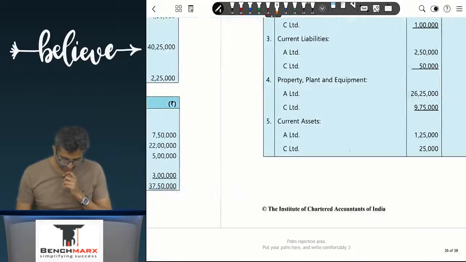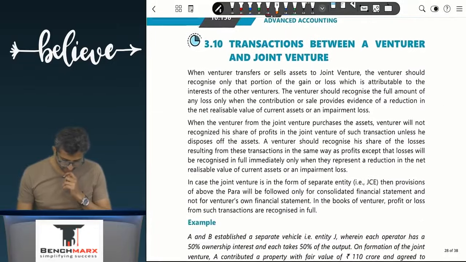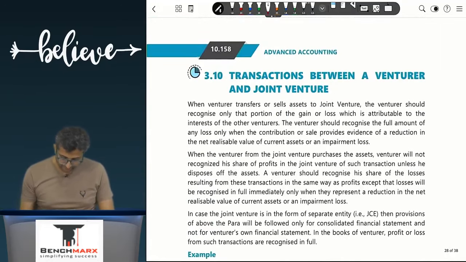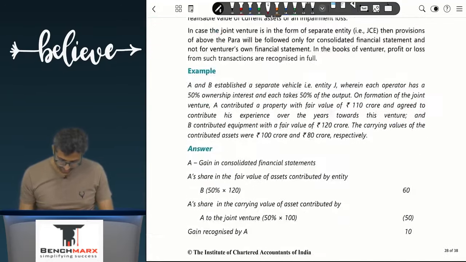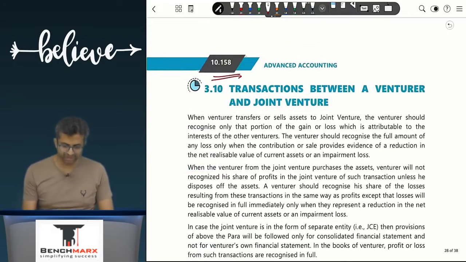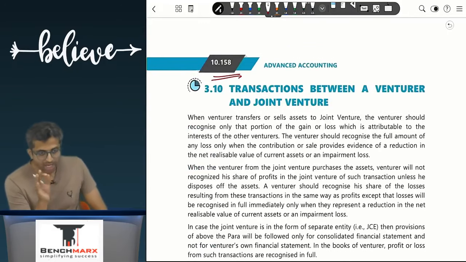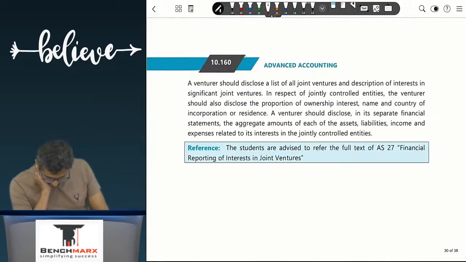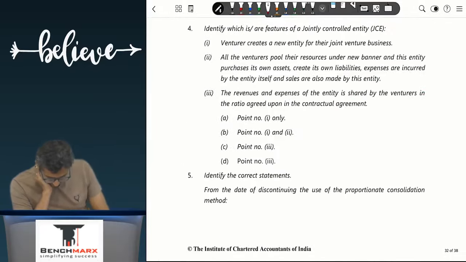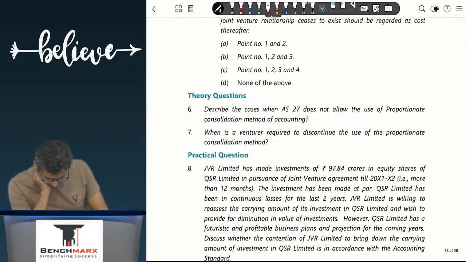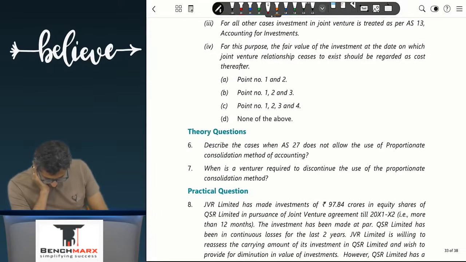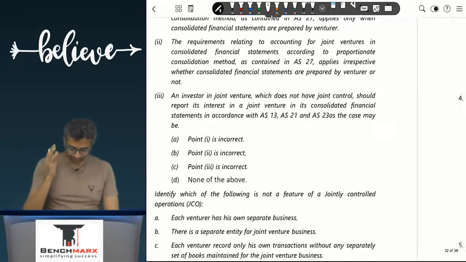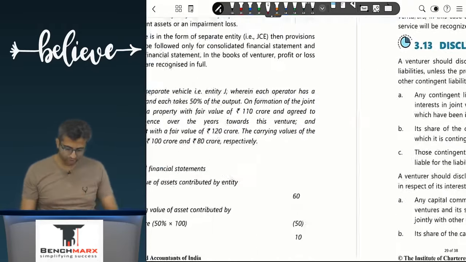One example which is tricky. Transactions. Okay, this is the part. Now, if this adjustment comes, this example we see on page number 158, we can do it in multiple ways. But to understand, this is a little tricky. Take a look once, there is nothing else besides this. There are a few MCQs and some theory questions. Okay, so let us review this example.